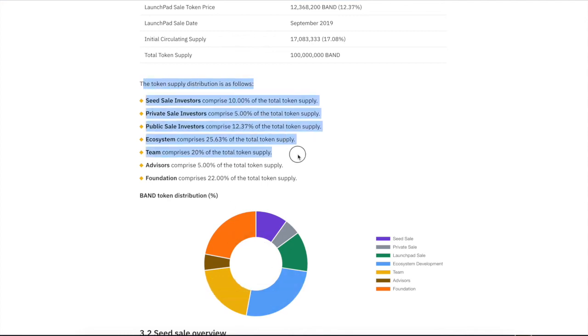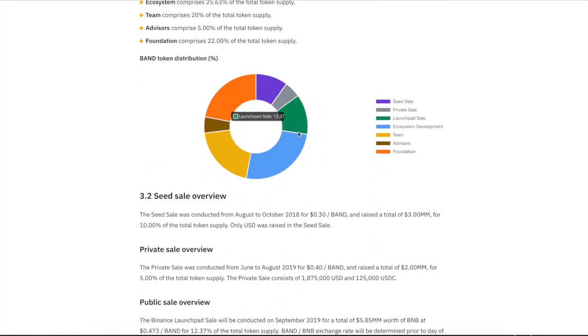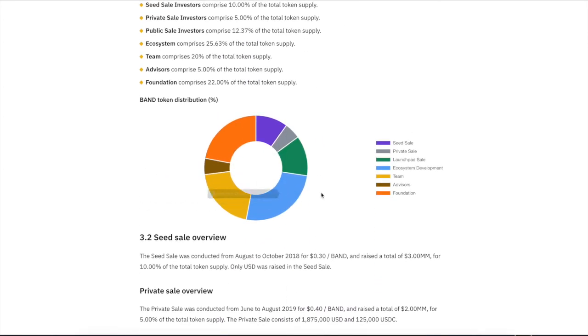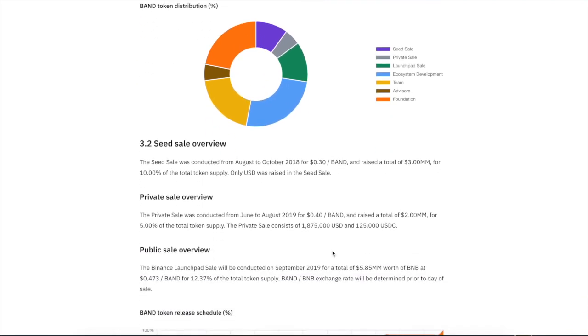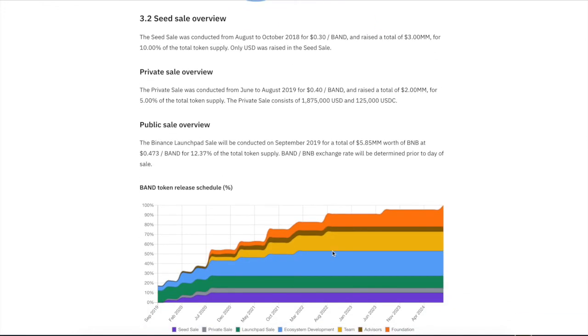Here's the token supply distribution. You can see how they are. This is kind of a table to break it down. But a lot of them are held by the founders, so that does concern me a bit. But it still is a good project. Again, this is not to compete with Chainlink. This is more so a second solution.